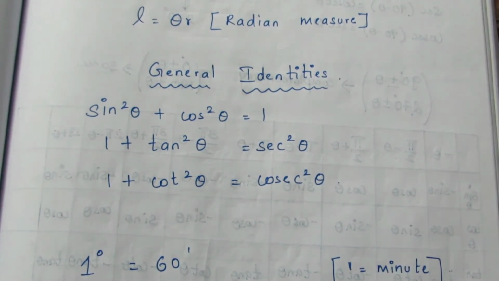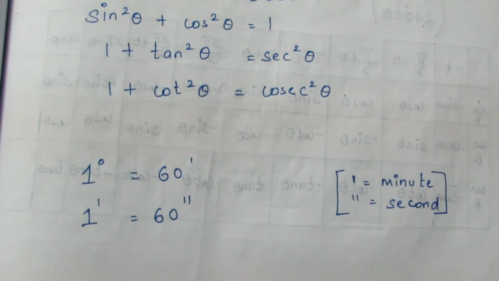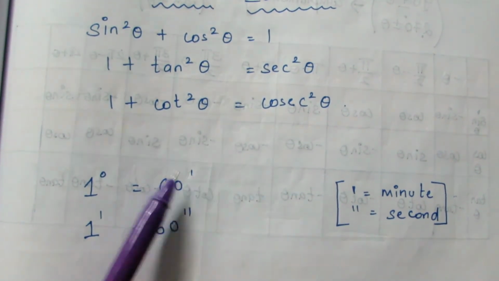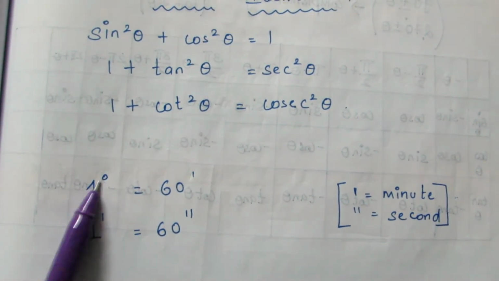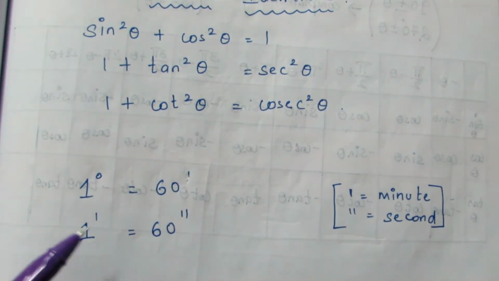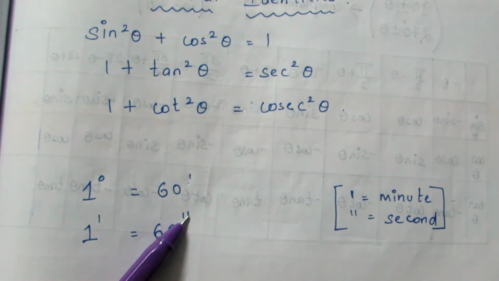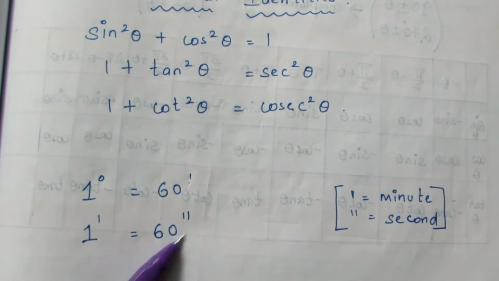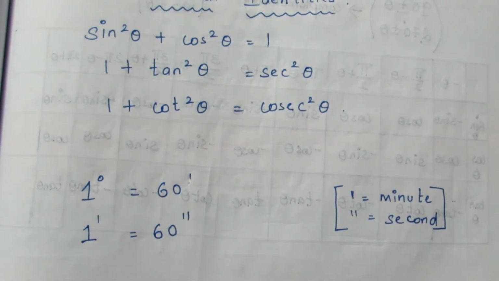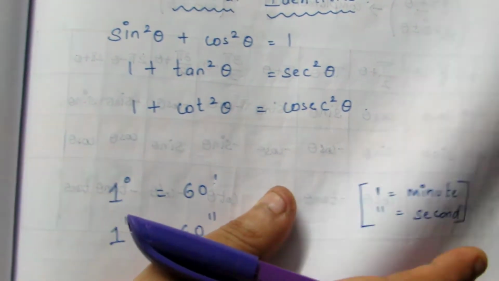Now, one small piece of information is that 1 degree equals 60 minutes. The minute symbol is one small slash, whereas the degree symbol, as you know, is one small zero. So 1 degree equals 60 minutes. 1 minute equals 60 seconds, which we know from the clock. For seconds it is a double dash. So remember this is the symbol for a minute and for a second.